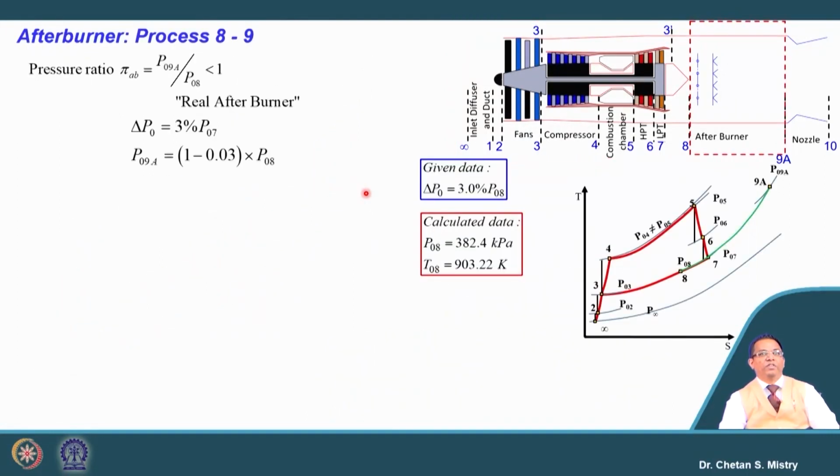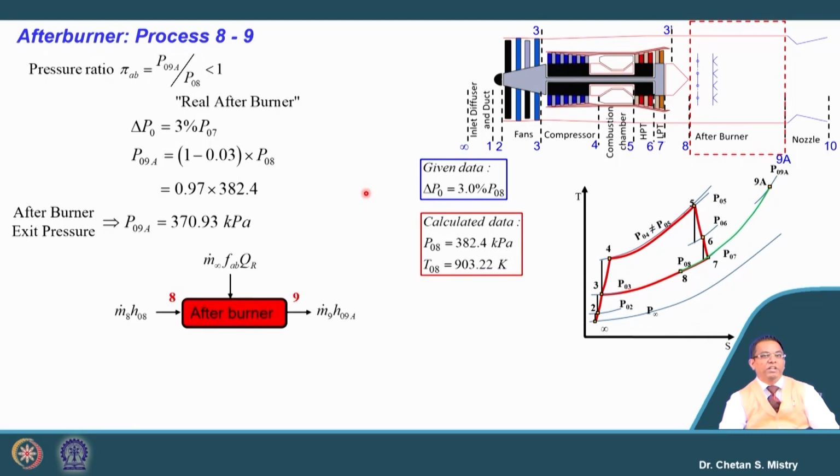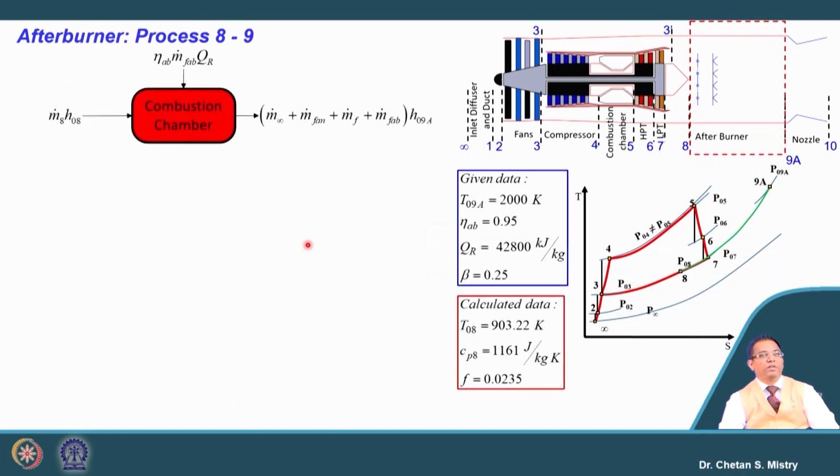It says in the afterburner we have 3% total pressure loss. So we can have our exit pressure from the afterburner as 370.93 kilopascal. This temperature is also known to us. We can do our calculation for the mass balance. Let us do that part. Say I am putting my control volume here, which is the afterburner, and for this afterburner we can write down our energy balance in this way.